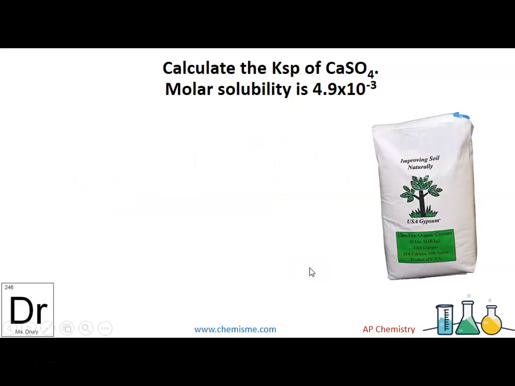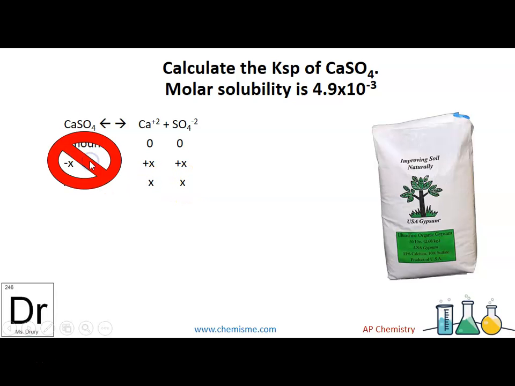Let's try that again with a new substance. Again, the Ksp of calcium sulfate: the molar solubility is 4.9 times 10 to the minus 3. Again, that's the molarity that goes into your Ksp, not the molarity you started with. So calcium sulfate forms calcium ions and sulfate ions. I don't know how much I have, but I know I don't have ions initially. As I change minus x, plus x, plus x, at equilibrium I'll have some amount minus x, x, and x. Again, this amount doesn't matter because it's a solid, and if I wrote my Ksp, I wouldn't have written it with that solid in it anyway. So it would just be Ksp equals calcium times sulfate.